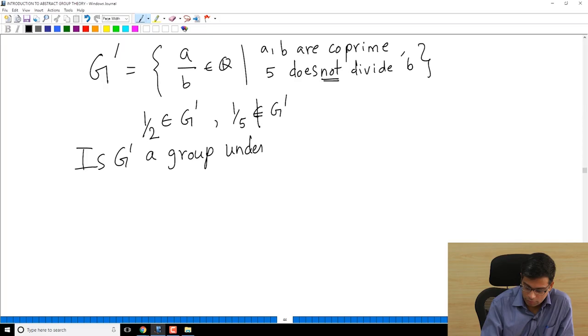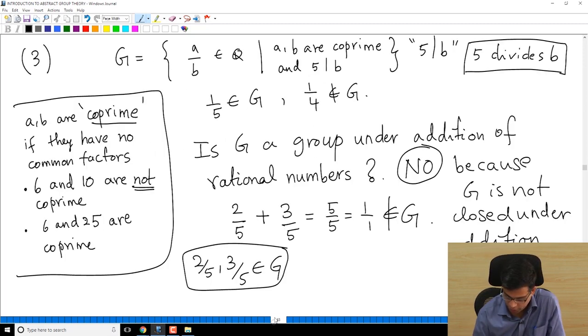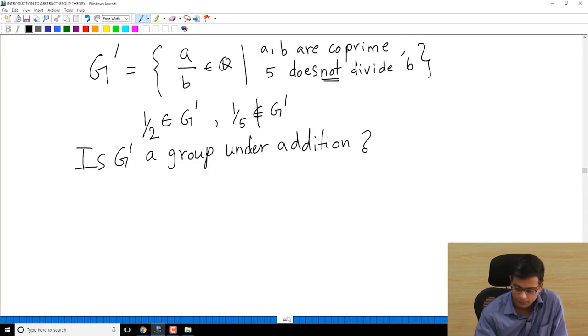under addition? Now the same question. In the previous example also, I asked, is G a group under addition? And we saw that it does not even satisfy the first property. Addition is not a binary operation. So I conclude that G here was not a group. Now I have modified G. I have looked at G prime. And now I am asking, is it a group under addition?